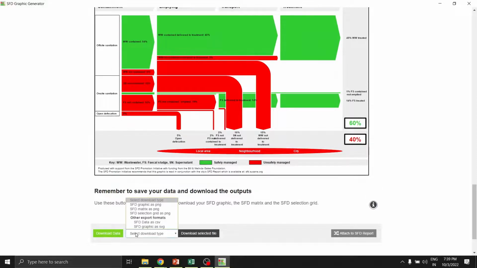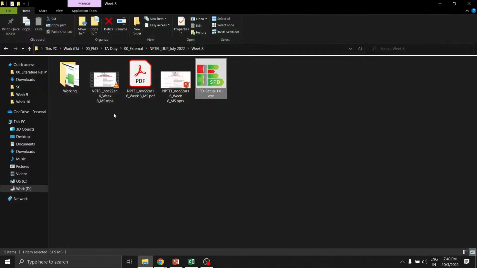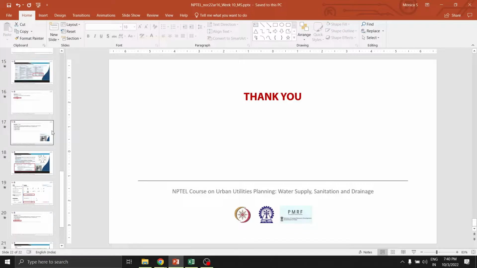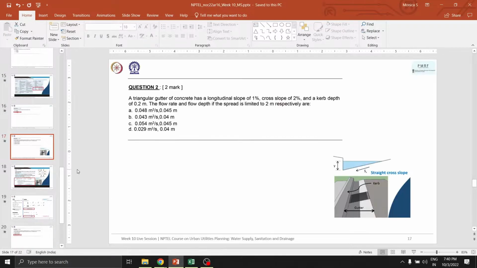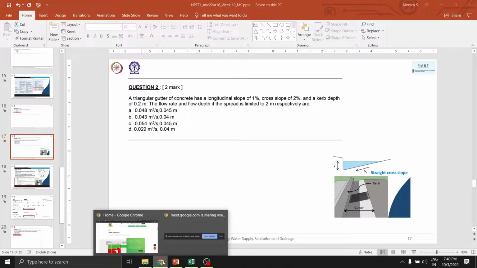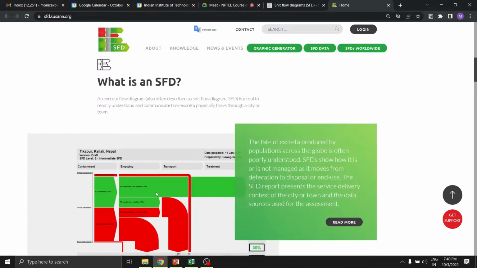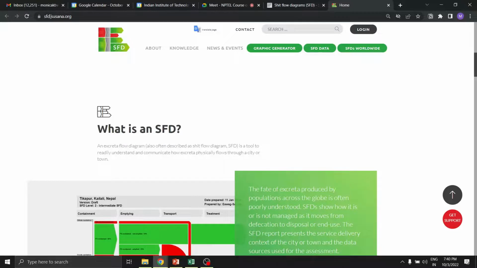You can download the data as well in whatever format you want. It's something that I really like using during our planning exercise as well. So just a small recommendation, right? So before we repeat the problem, Madam, what was that? Is it an Excel sheet or app or any software? It's a software, but it's also available online. You can download it from this website, sft.susana.org.